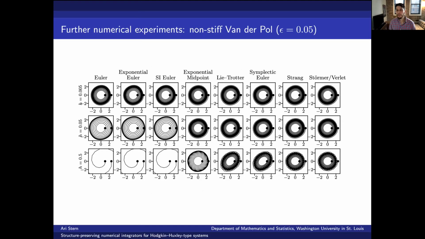So here are some further numerical experiments with the non-stiff van der Pol oscillator. Again, we can see that as the time step size increases, right? For very small time step sizes, all the methods do well. For larger time step sizes, we see these Euler-type methods have an expanding limit cycle radius. And this even happens for a higher order method, the exponential midpoint method. We see for this large time step, the radius is a bit too large, and the system is being attracted to the limit cycle too quickly. Whereas these splitting and composition methods do a good job of preserving the correct limit cycle behavior.